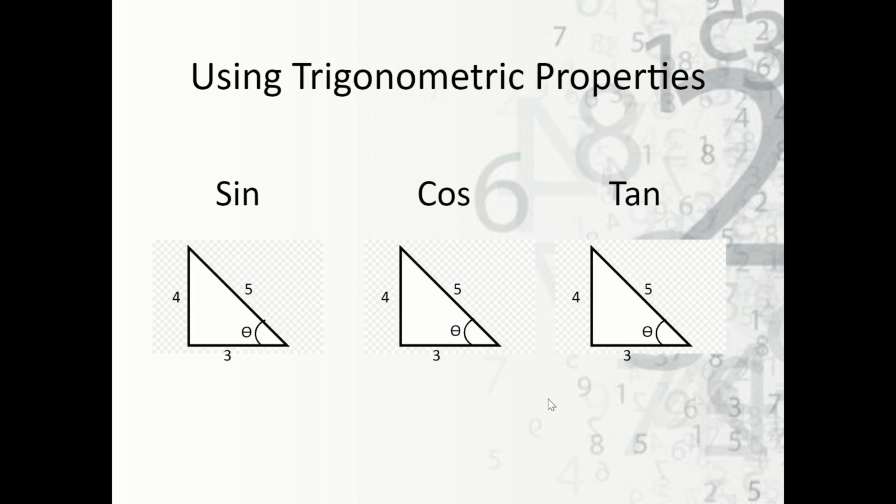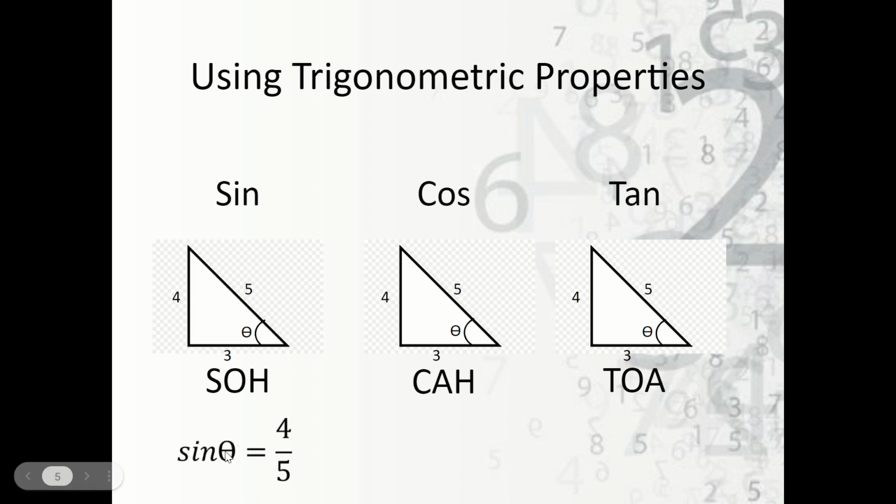Now how do we use these trig properties? Let's say I wanted the sine of, we call this theta. So we want the sine of theta. Sine, remember, is SOH, cosine is CAH, and tangent is TOA. So we're going to go opposite, which is 4, over the hypotenuse, which is 5. So the sine of theta is 4 over 5.